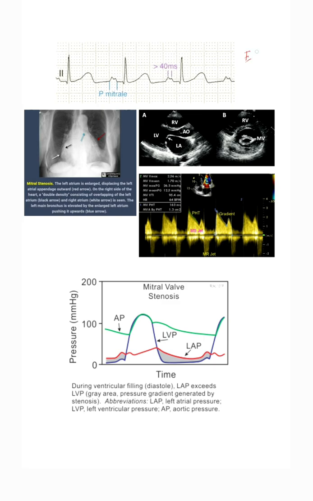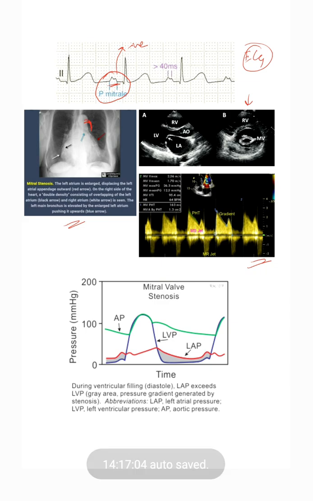There are various investigations to confirm our diagnosis of mitral stenosis. ECG may show P mitral, that is a broad notched P wave in several or many leads with a prominent late negative component to the P wave in lead V1, and this may also be seen in mitral regurgitation. Doppler echocardiography is the gold standard in the evaluation of the severity of mitral stenosis. A chest X-ray may also show an enlarged atrium, which may elevate the left main bronchus by pushing it upwards.